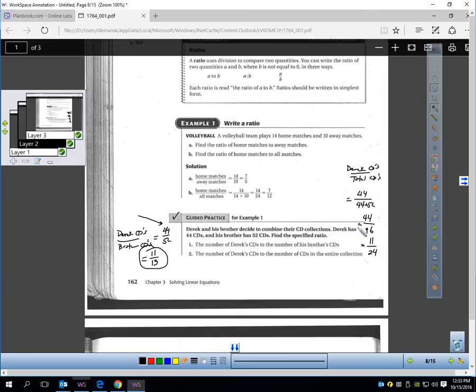Again, you could put that in your calculator. 44 divided by 96, hit the math key, fraction, enter. You should be getting 11/24. So the ratio for this second situation would be 11/24. So writing a ratio is pretty simple. You're just writing your numbers. It's a comparison of numbers in a fraction, basically.